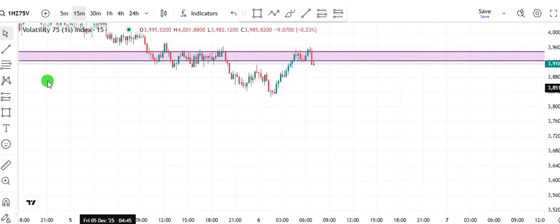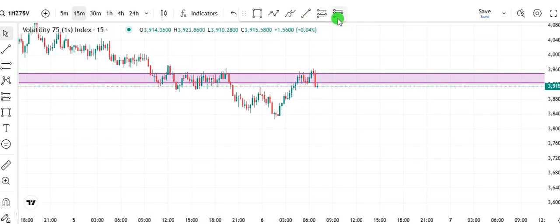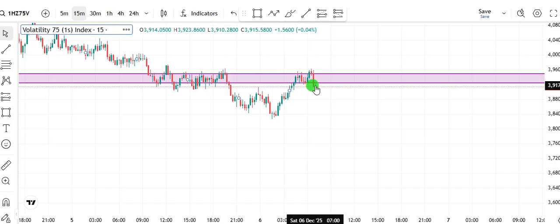There's a zone where this market could not break below for some minutes or hours. It then broke above it, had a pullback into that zone, and you can see a rejection from that zone with a good bearish candle closing below the resistance. So I actually went short on this market, and here is where I entered.